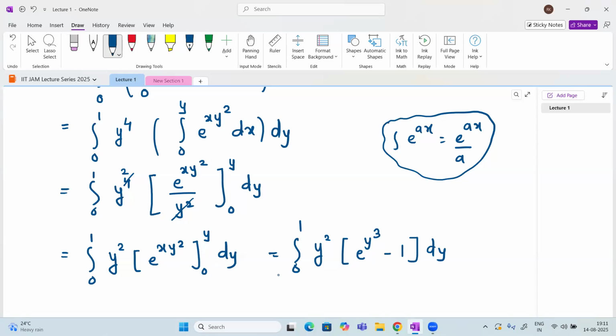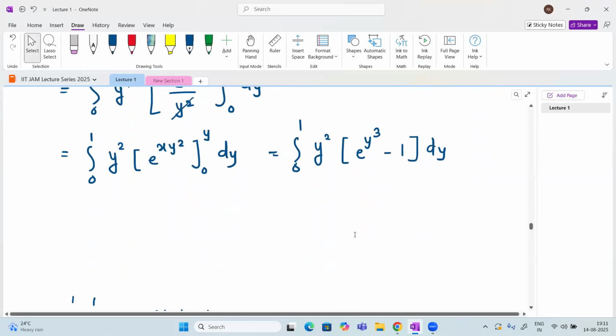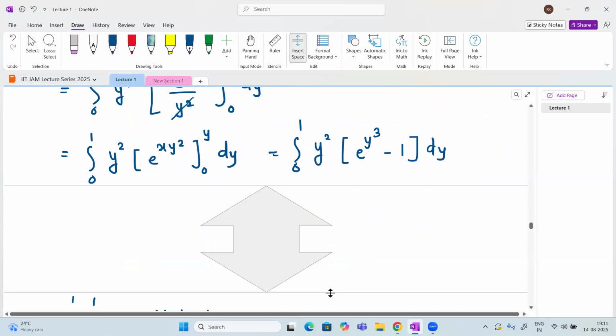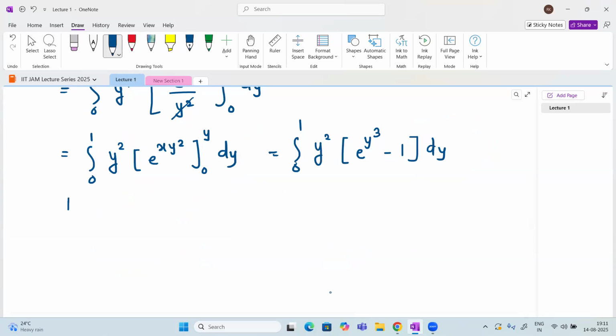Now we have to integrate with respect to y. How can we integrate directly with respect to y? We can use substitution here. Generally, if you have anything in the power, so y cube we have in the power, I'm going to put it as t.